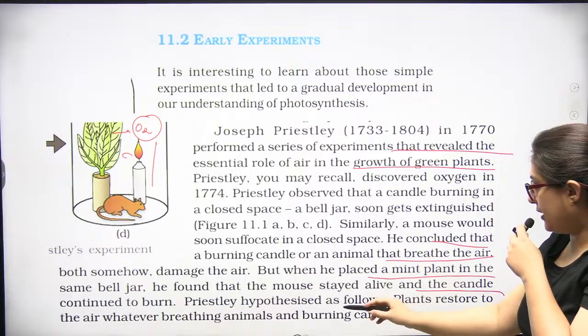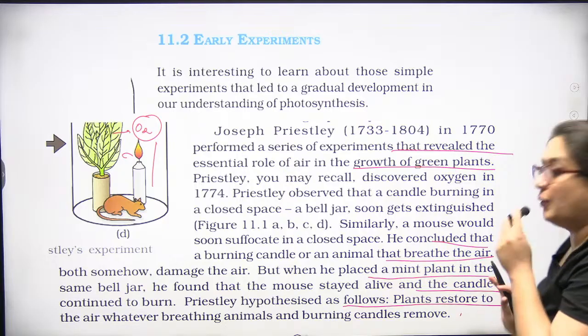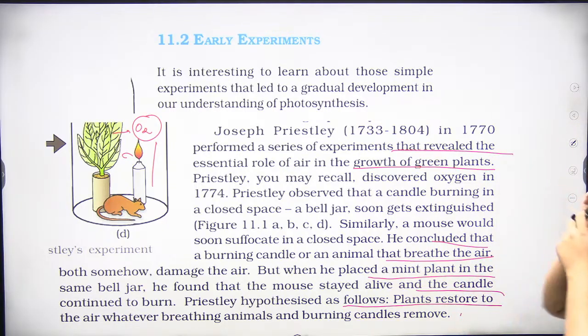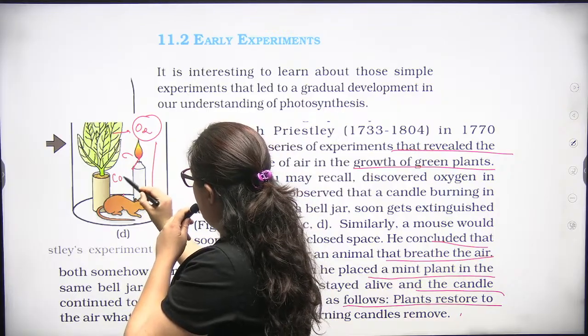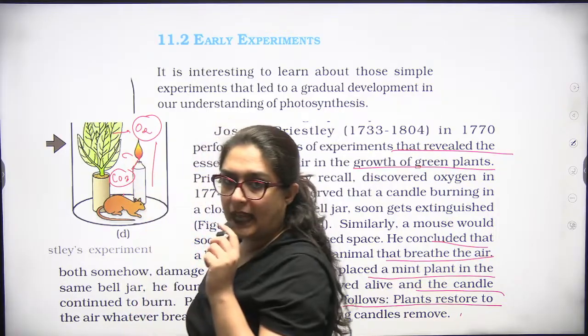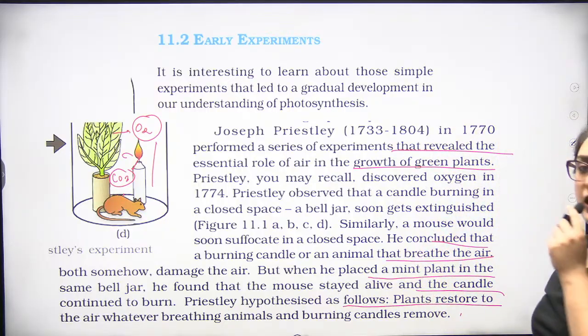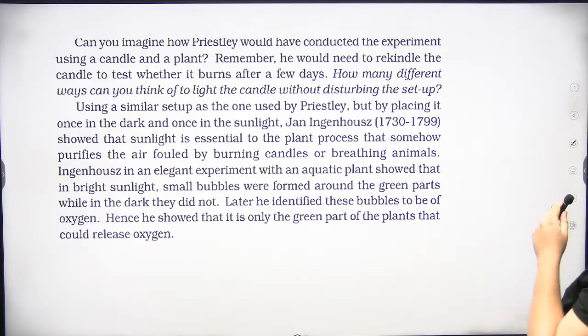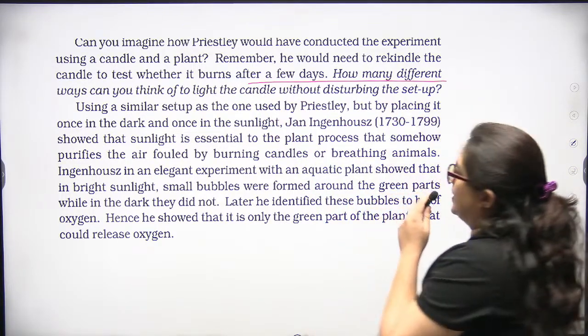Priestley hypothesized as follows: plants restore to the air whatever breathing animals and burning candles remove. Whatever oxygen is released is utilized by that particular green plant, and in turn oxygen is produced, which is for the survival of the mouse. Remember, he would need to rekindle the candle to test whether it burns after a few days.